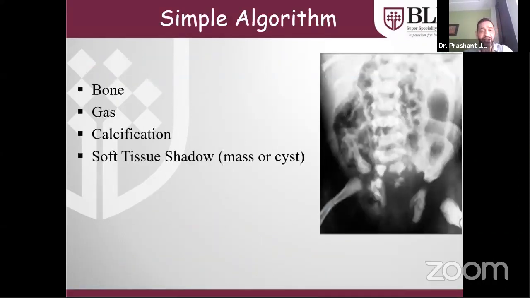Now, as we have already seen from the previous speaker, a very systematic approach is required to read any X-ray. And a very simple algorithm is that one should look for all the bony structures. One should see the gas pattern, any abnormal calcification seen on the X-rays, and also the soft tissue shadows, which could be because of any mass or any cyst.